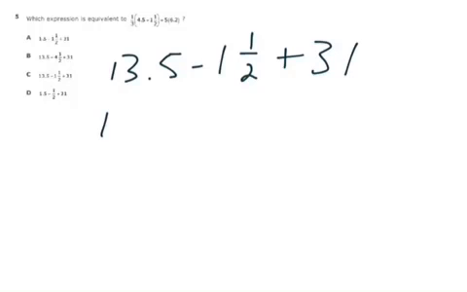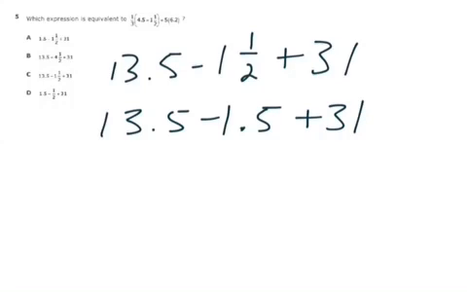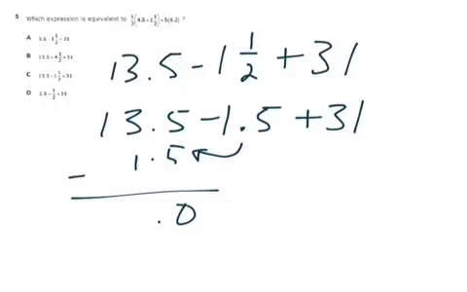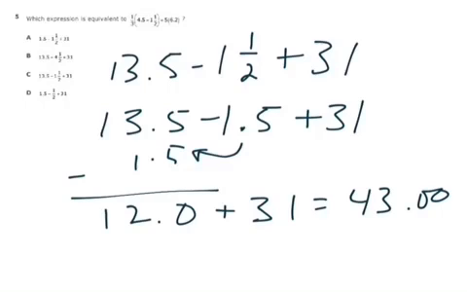C says 13.5 minus 1 1/2 plus 31. Again, we'll look at this as 13.5 minus 1.5 plus 31. When we subtract 1.5 here, we should just get 12. But we're adding 31 to that. So 31 plus 12 is going to equal 43, which is even further away from the answer we need, which is 31.99 or 32. So A, B, and C don't look good. The answer is probably going to be D.